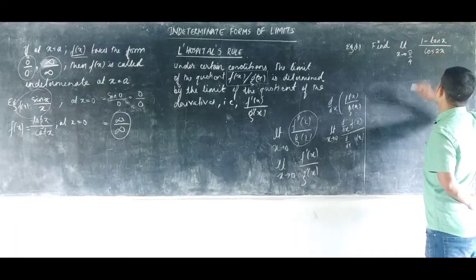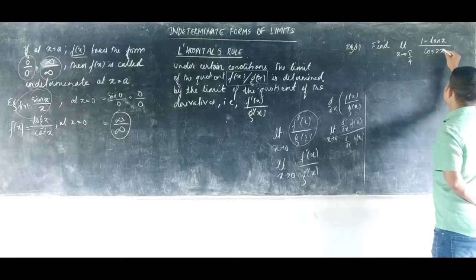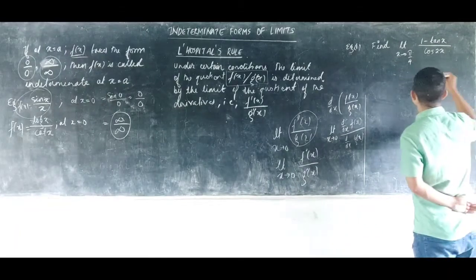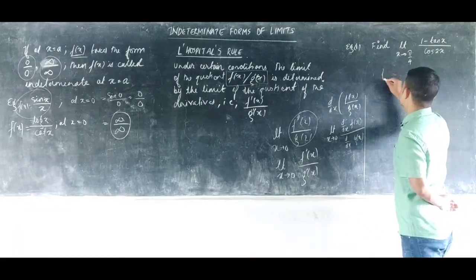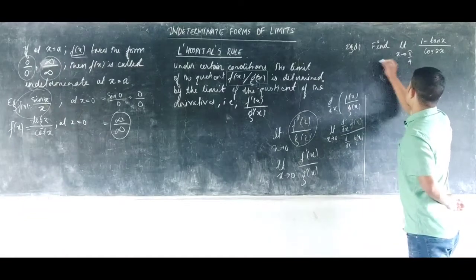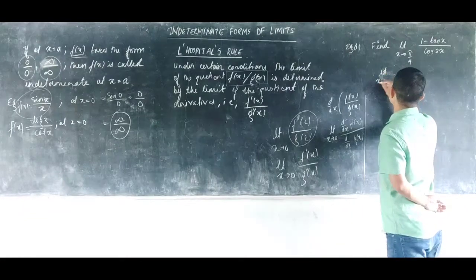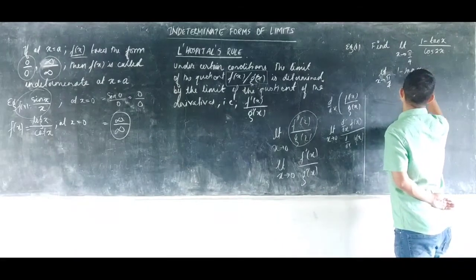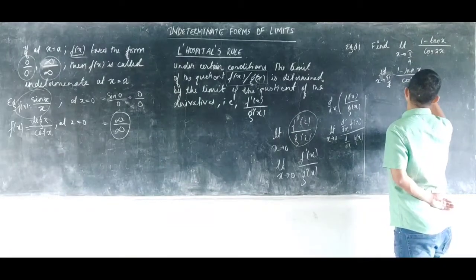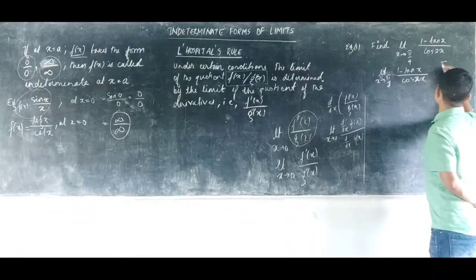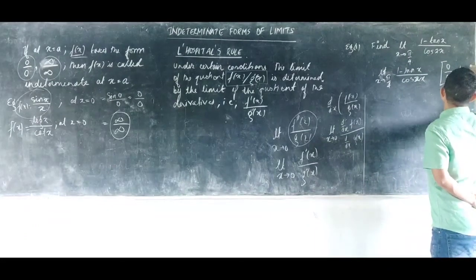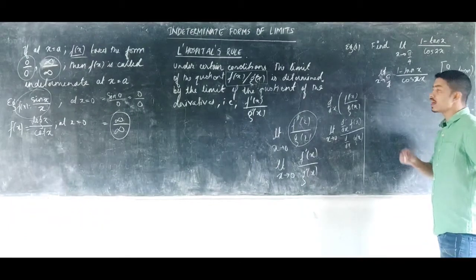If you substitute the value pi by 4 in the denominator, it will be cos of 90 degrees, again 0. So I can write that the limit of x tending to pi by 4 of 1 minus tan of x divided by cos of 2x comes in the form of 0 by 0. So now what can we do? We can apply the L'Hospital's rule.